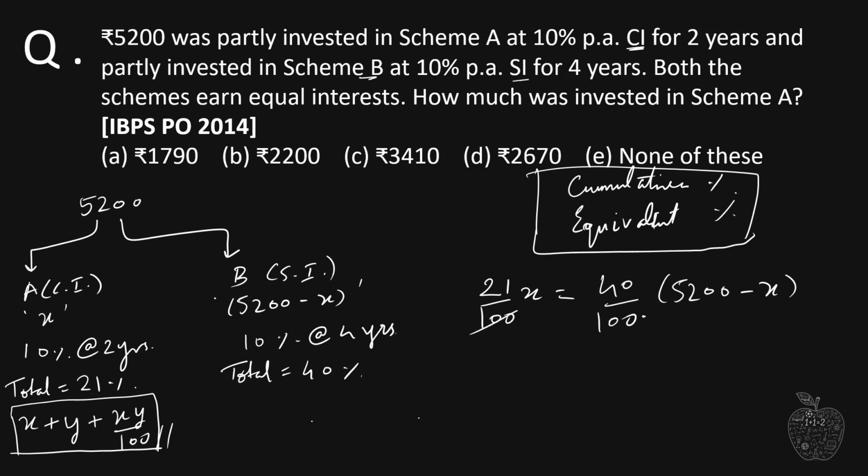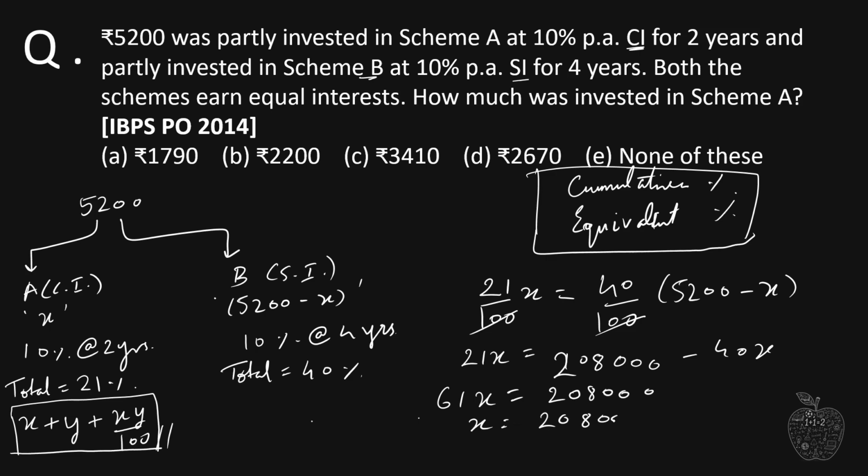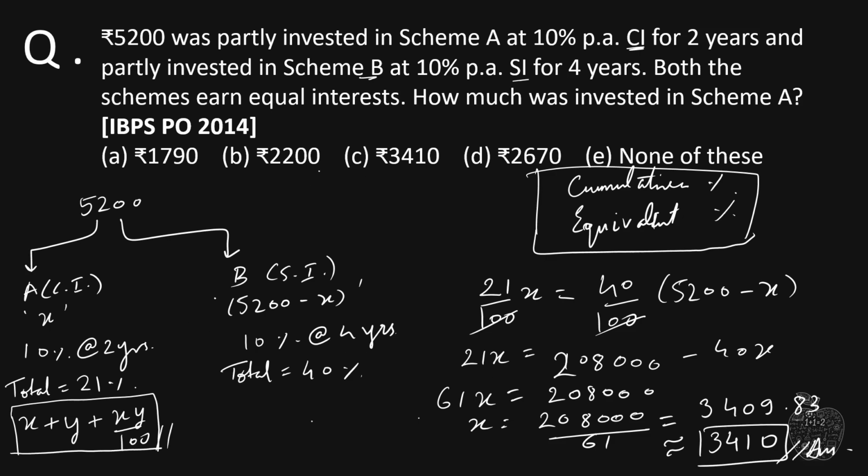So now let's calculate. 100 gets cancelled. So 21x is equal to 208000 minus 40x. So 40x gets to the left hand side, gets added. We are left with 61x is equal to 2,08,000, and x is equal to 2,08,000 divided by 61, and I have already calculated this value. This comes out to be 3409.83. So we can approximate to 3410, and this is our required answer. So option C here is the correct one.